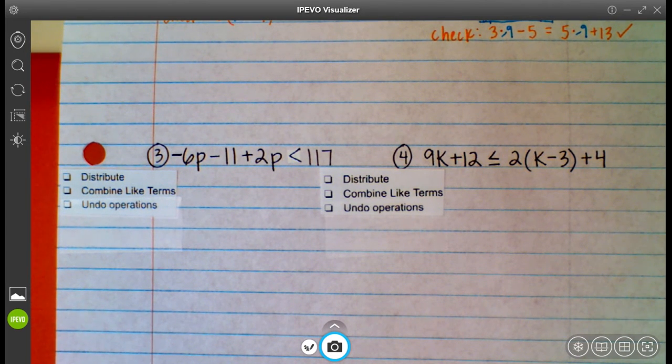Now let's get into the inequalities and how you solve those with multi-steps. So let's take a look at number 3.